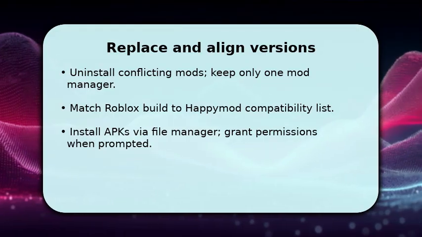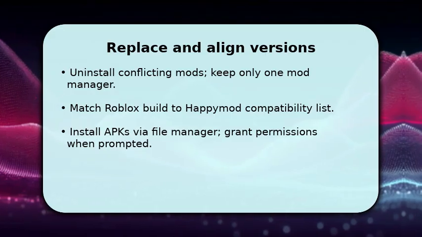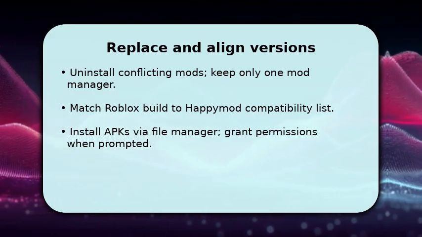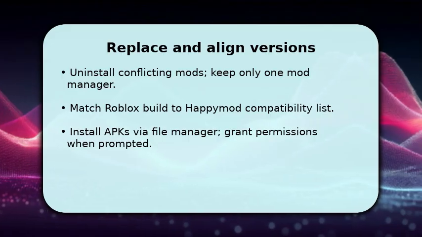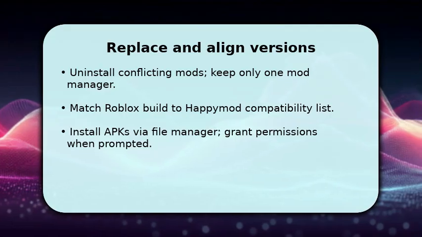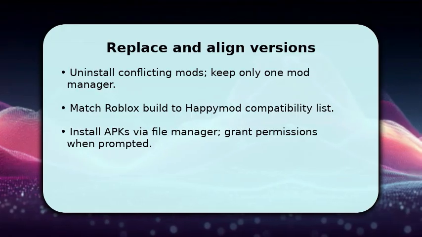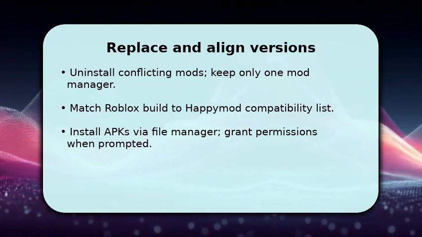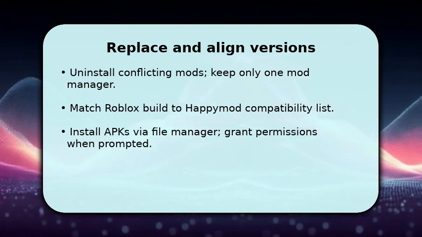You then align versions. Install a Roblox build that Happymod explicitly supports, because compatibility is the why behind many errors. Install via a file manager rather than an installer app, and accept runtime permissions so the patch can write necessary files. Once complete, clear Roblox cache and restart the device to force the app to load the new modified resources, which prevents stale data problems.